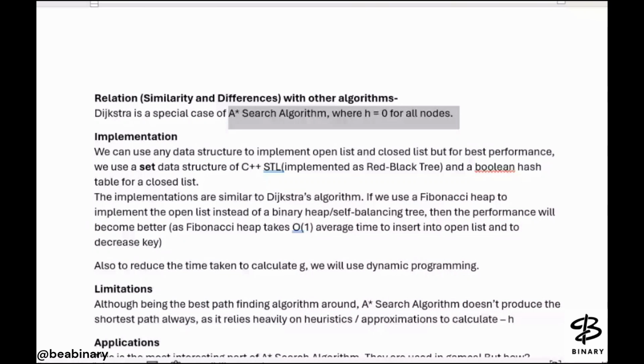So how can we implement this? What is the best way of path finding in the A* algorithm? What kind of data structure do we need to use, and how can we implement this algorithm in Python or C++? We can use any data structure to implement the open list and the closed list. But for the best performance, in C++ we can implement a red-black tree for the open list and a Boolean hash table for the closed list. So here we are talking about the best way of implementing the A* search algorithm.